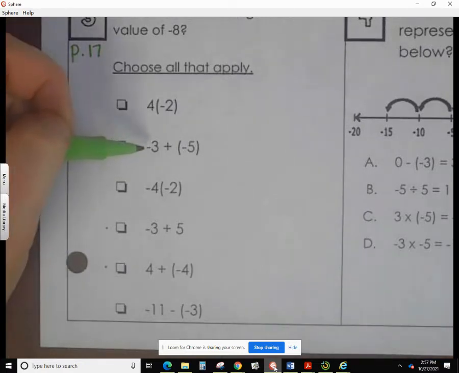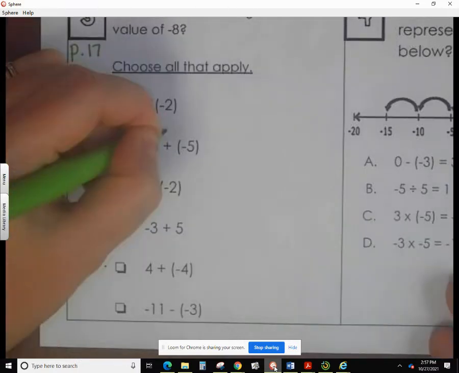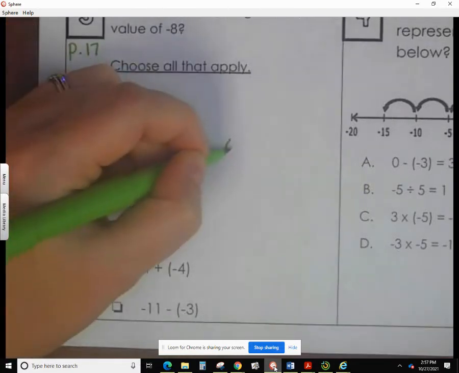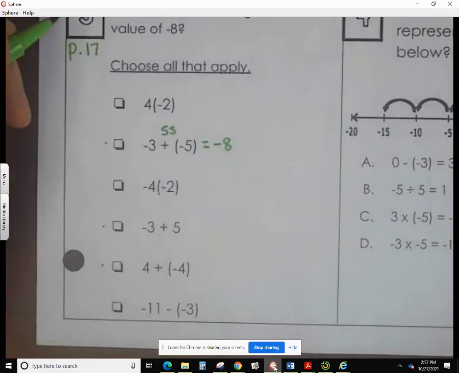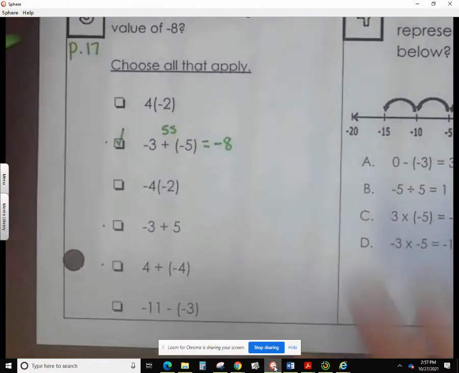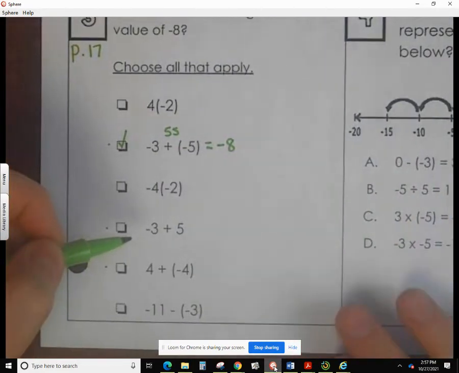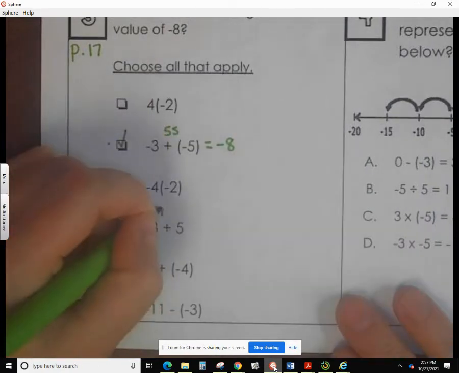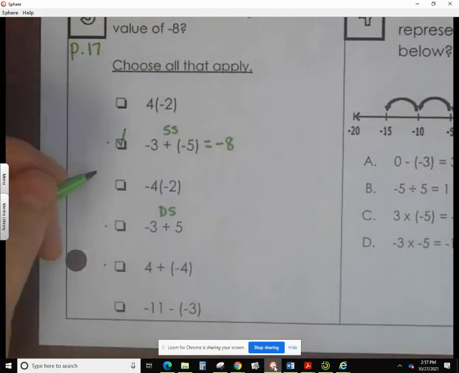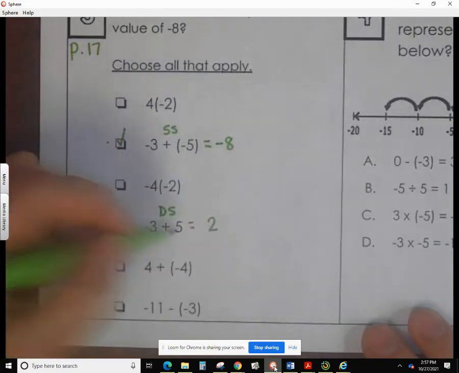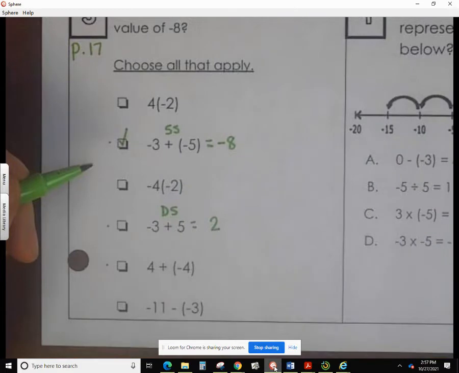On page 17, it tells you to look and see if you have same signs or different signs. So here we have same signs. Same sign, we find the sum, which is 8, and we keep the same sign. So that one does equal -8, so that I would choose. On this next one, -3 plus 5, that's different signs. Different signs, we find the difference, which means we subtract. So that's 2, and we have more positives, so it's +2. So I'm not going to choose that one because it does not equal -8.